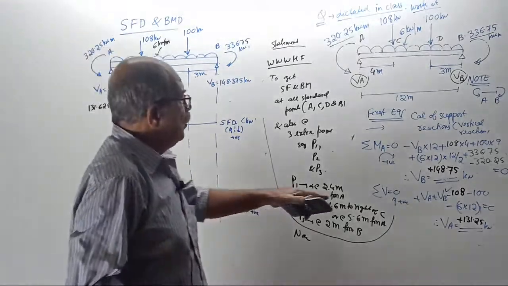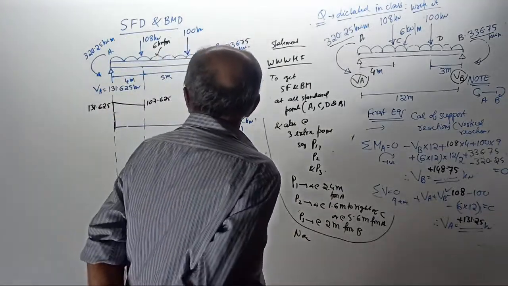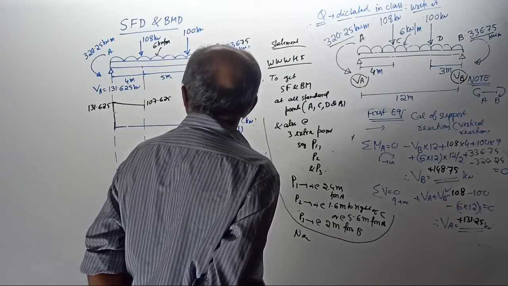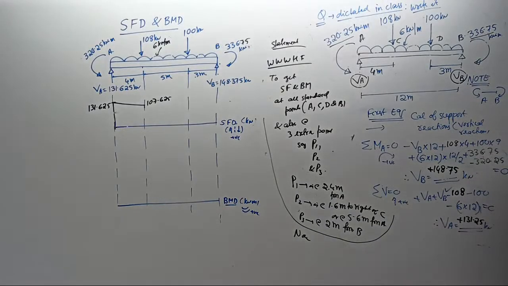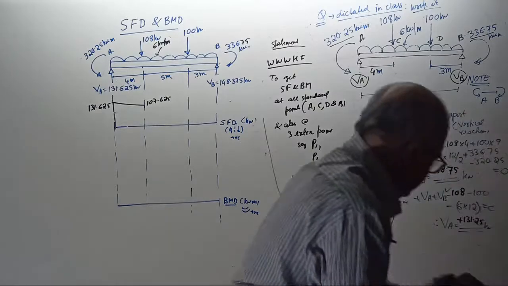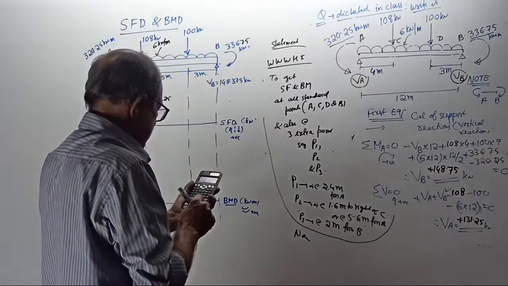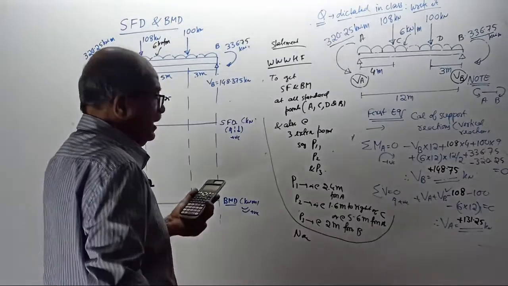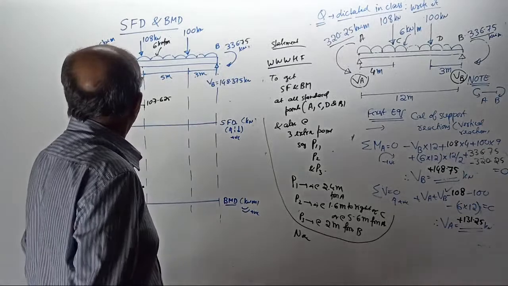Is 131.625 correct? Tell the answer. Is 131.625 fully correct? I got a doubt. Is it fully correct? No, VA 131.625 is fully correct. Then 131.625 minus 6 into 4 is 107.625 minus 108. It will cross the baseline here. I don't like it. I don't like it.